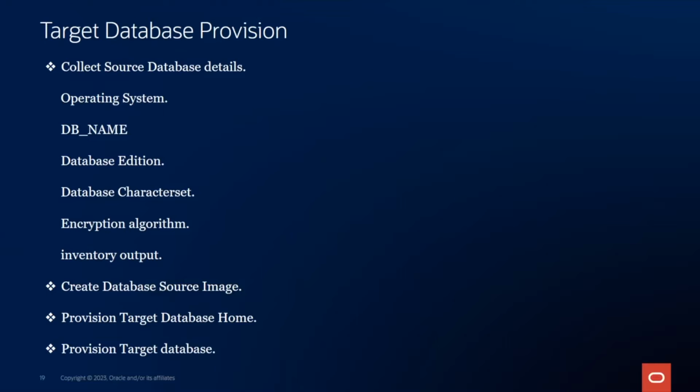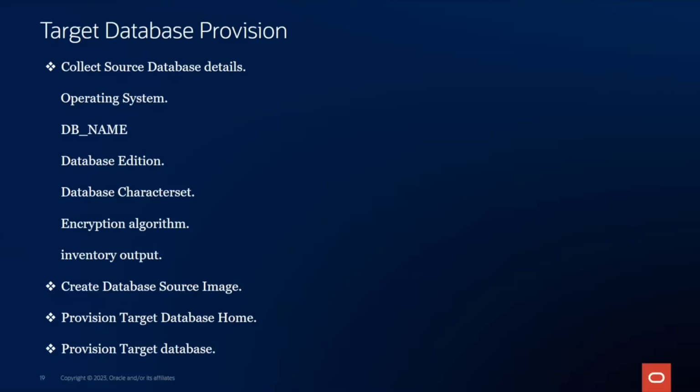And then the DB name of the source, which you need to get from the source, because we have to use the same DB name in the target. And of course, it should be an Enterprise Edition, and the character set is required because the target is going to have the same character set.